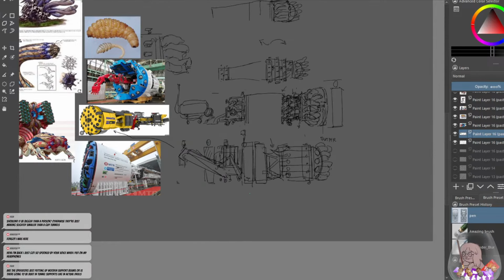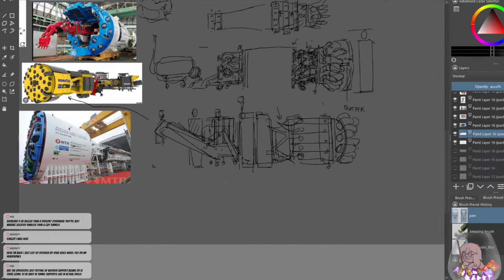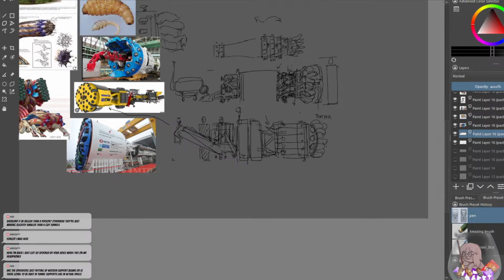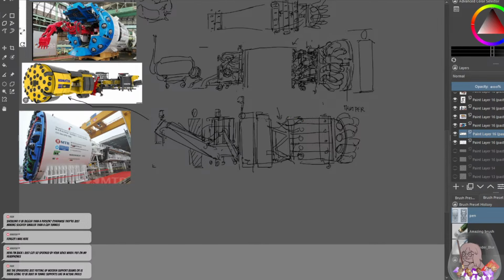Shouldn't it be bigger than the person? Otherwise, they just make slightly smaller than a guy tunnel. Well, yes, they'd make smaller tunnels, but this is the trench version that they use to make little trench tunnels. It's more of a quick way of getting a tunnel started. You can always just expand it afterwards.